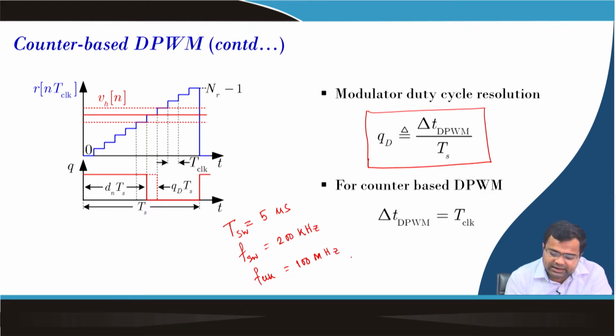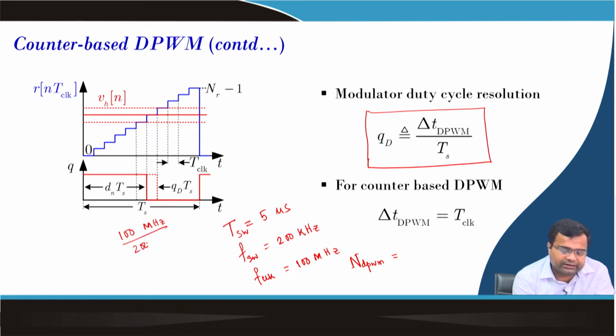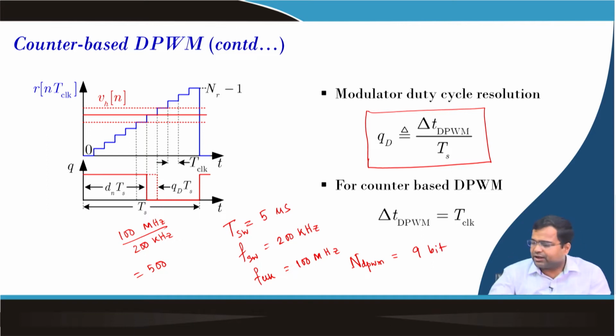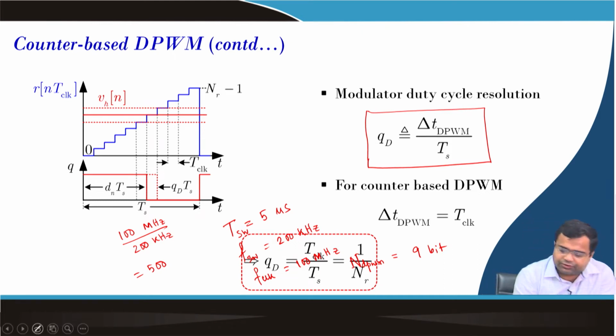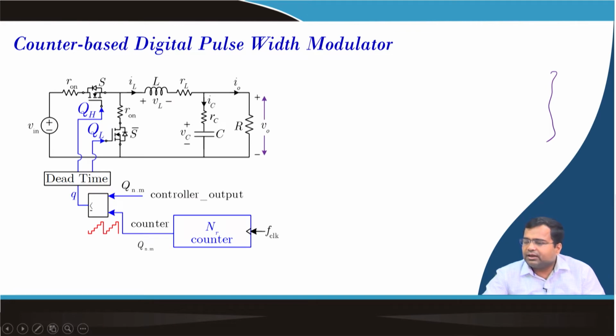So, we need a counter based DPWM. If you take the ratio, it will be 100 megahertz by 200 kilohertz, and this will be equal to 500. So, we need a DPWM of 9 bits, which can count from 0 to 499, and we are familiar with this resolution. Okay.